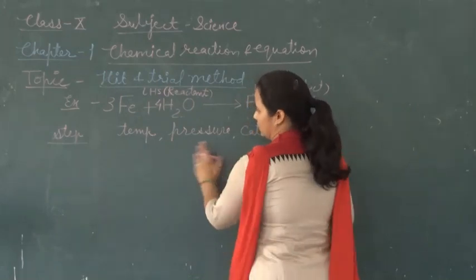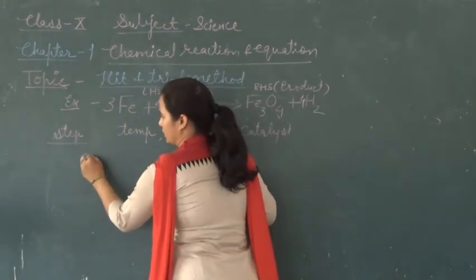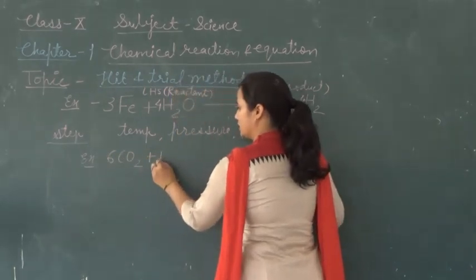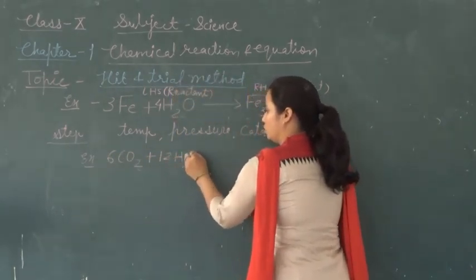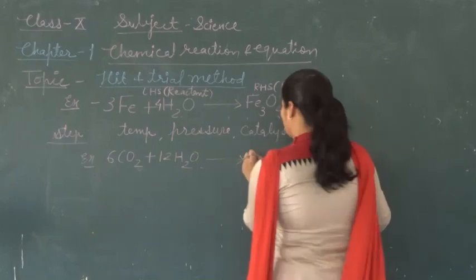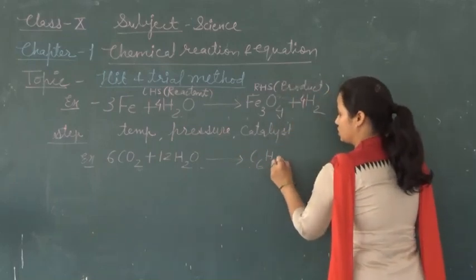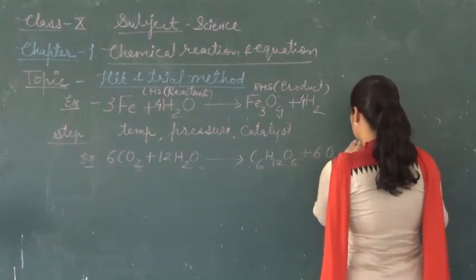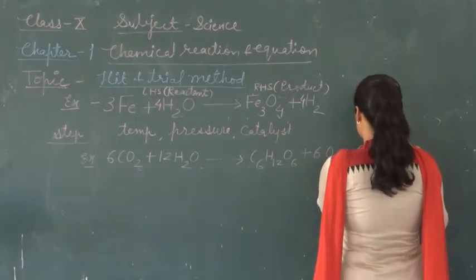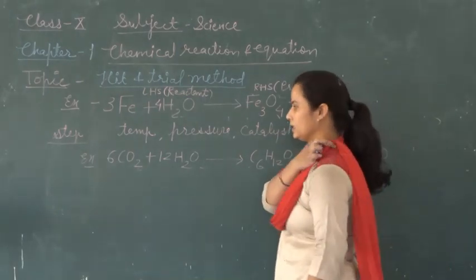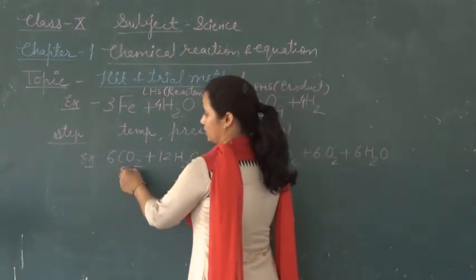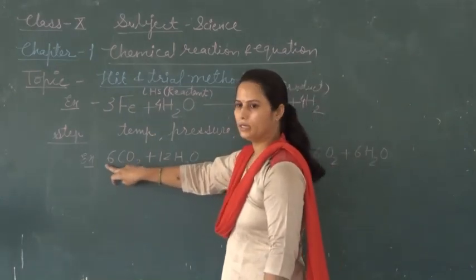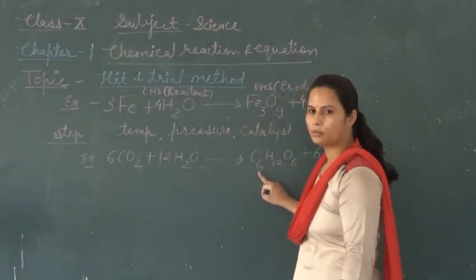How is it possible? I told you with one example. For example, 6CO2 plus 12H2O will give C6H12O6 plus 6O2 plus 6H2O. Is it clear? Now let me start to balance. Is it balanced or not? The number of carbon is 6. Here the number of carbon is also 6.